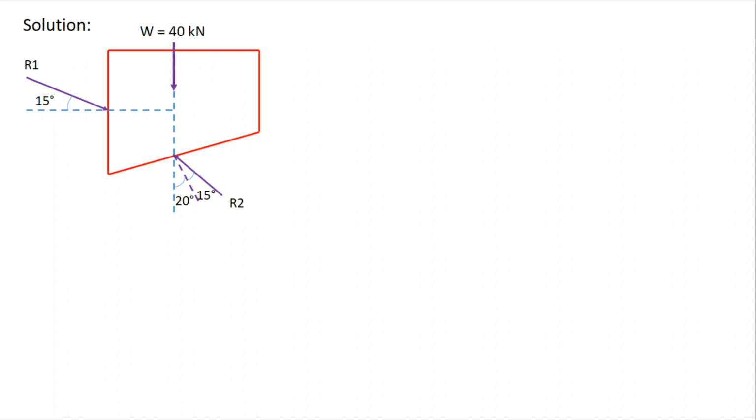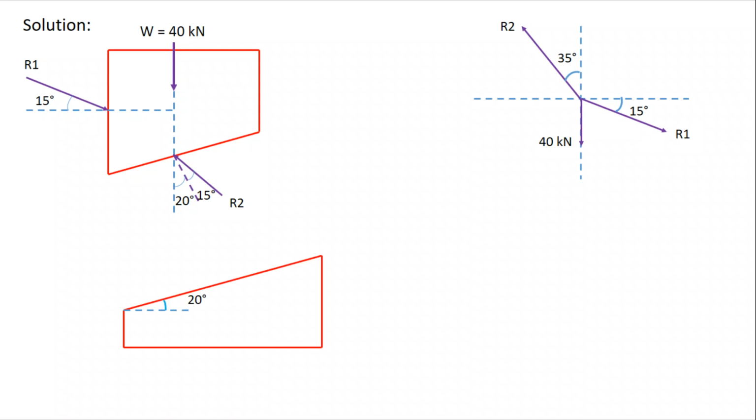So whenever an angle is given to the wedge or block, it is considered first, like here 20 degrees is given, and for all contact surfaces the friction angle is added to that angle. Now draw the force diagram for this. The load or weight of the block acts downward, which is 40 kilonewton. Then R2 is acting upward, and its angle is 35 degrees. Similarly, R1 has an angle of 15 degrees with the horizontal. So this is the force diagram for the block.